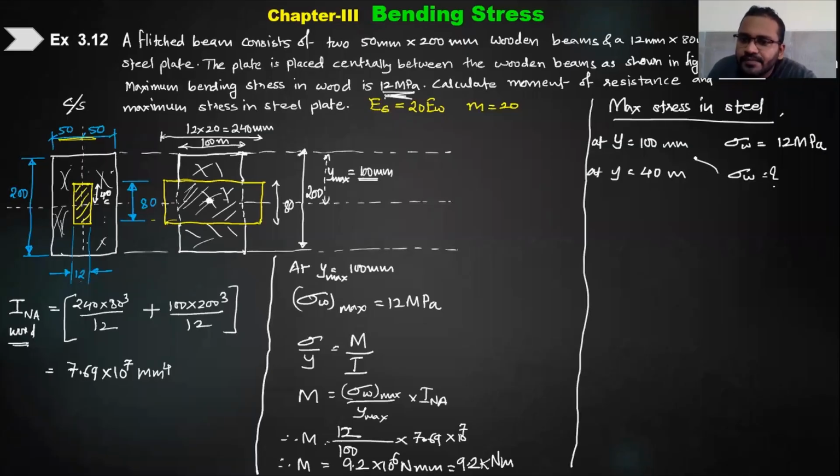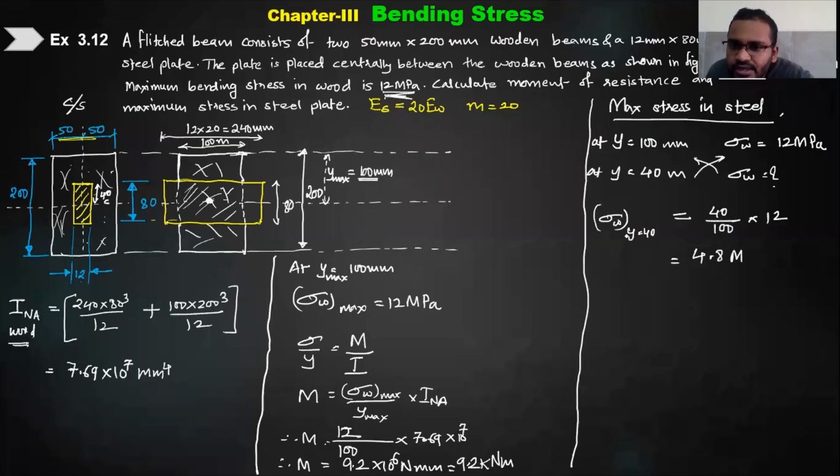So what you can do is we can simply cross multiply. So sigma wood at y equal to 40 will be equal to what? How much? 4.8. It will be of course 40 divided by 100 into 12, right ना? How much will it be? 4.8 MPa कम हो जाएगा वैल्यू. Now ये वैल्यू सिग्मा वुड का कितना है? कहाँ पे है? y equal to 40 पे.